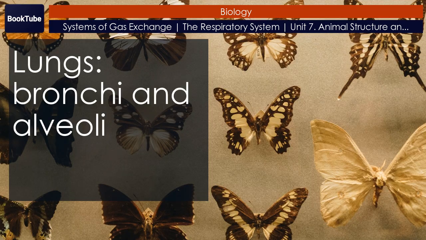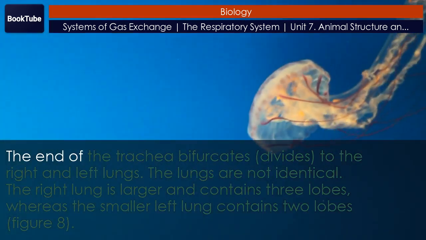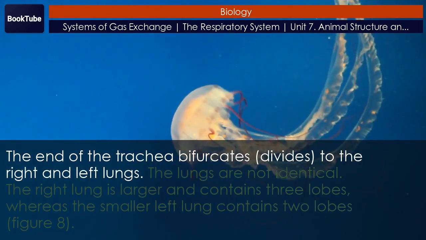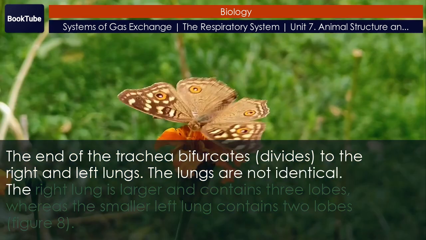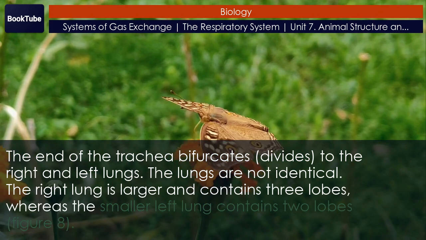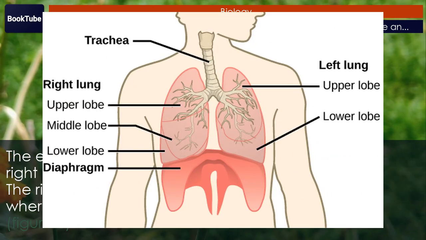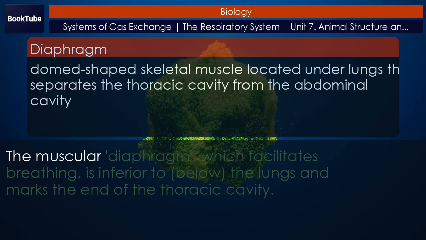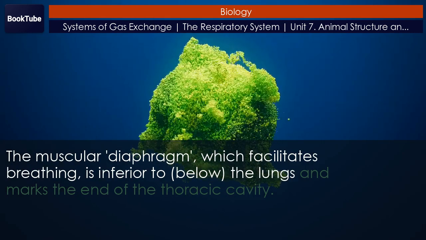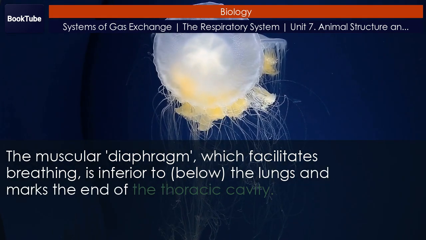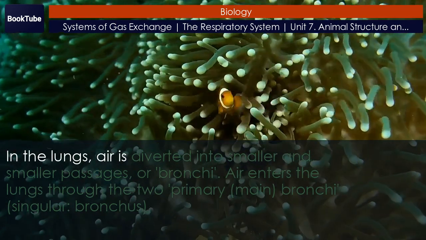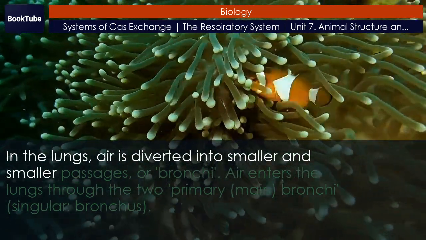Lungs, bronchi and alveoli. The end of the trachea bifurcates, divides, to the right and left lungs. The lungs are not identical. The right lung is larger and contains 3 lobes, whereas the smaller left lung contains 2 lobes. The muscular diaphragm, which facilitates breathing, is inferior to, below, the lungs and marks the end of the thoracic cavity. In the lungs, air is diverted into smaller and smaller passages, or bronchi.